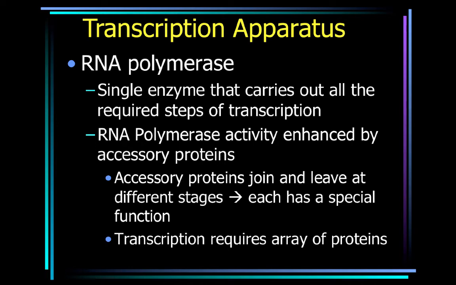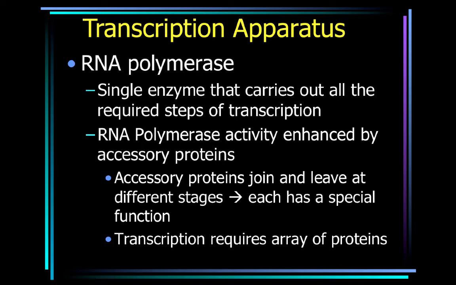The transcription apparatus is going to be in the form of RNA polymerase. So this is very different than DNA replication because RNA polymerase is going to be the single enzyme that carries out all of the required steps of transcription. Okay, so in DNA replication, we had 8 different enzymes that did the job. Here we have one enzyme that does the job, and that one enzyme is RNA polymerase.